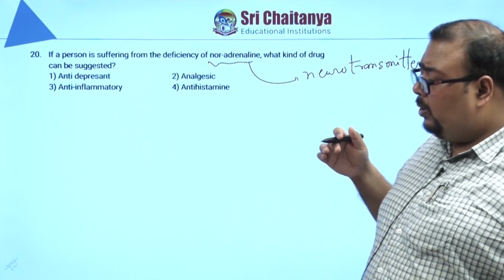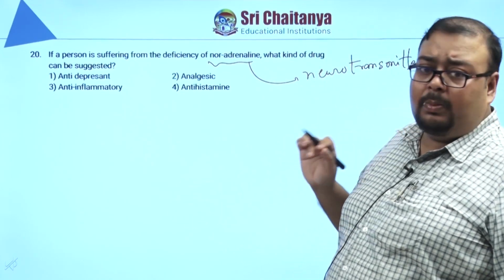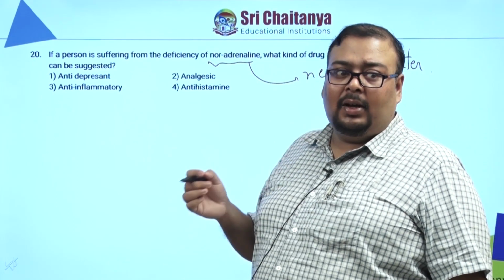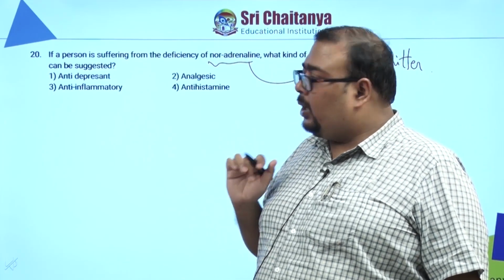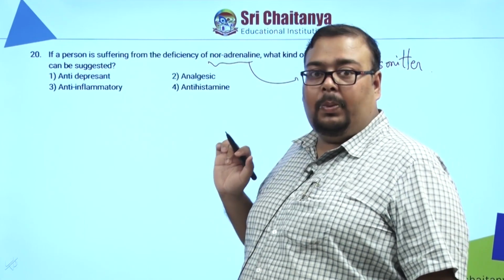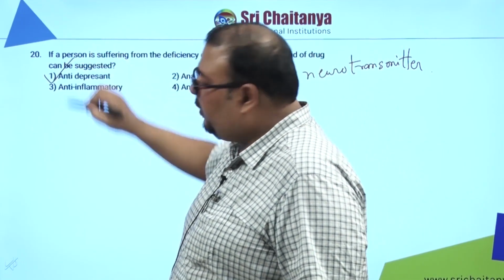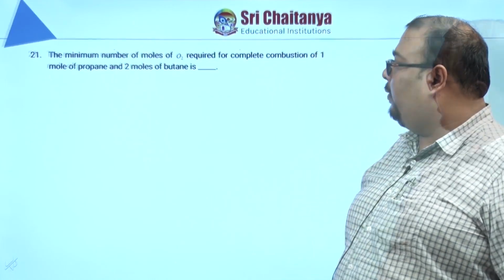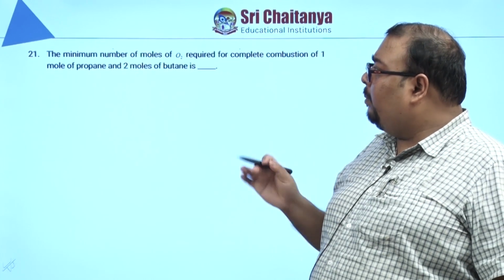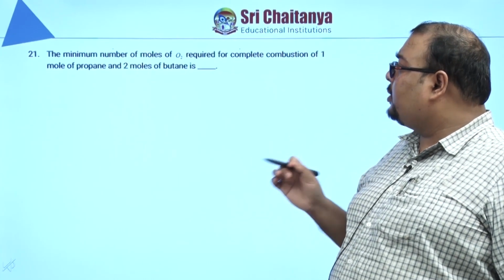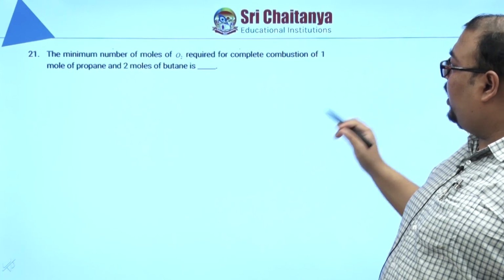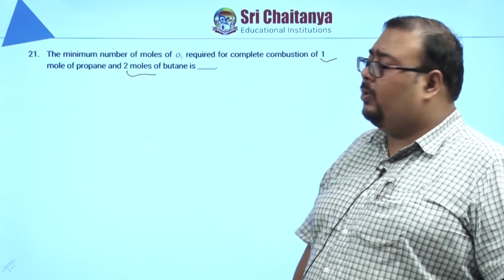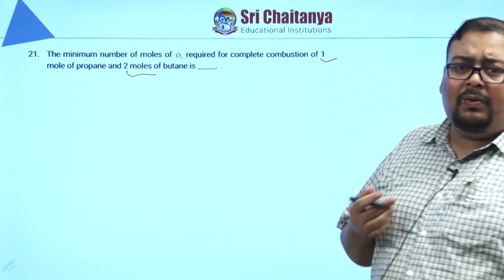So in order to treat this condition, we should be giving that person an antidepressant like Prozac or Zoloft, these types of medicines. So the correct answer for this question will be option 1. We should be giving them antidepressant. So this is question number 20. Next is question number 21, which is asking the minimum number of moles of O2 required for complete combustion of 1 mole of propane and 2 moles of butane. Now this is a question of eudiometry.